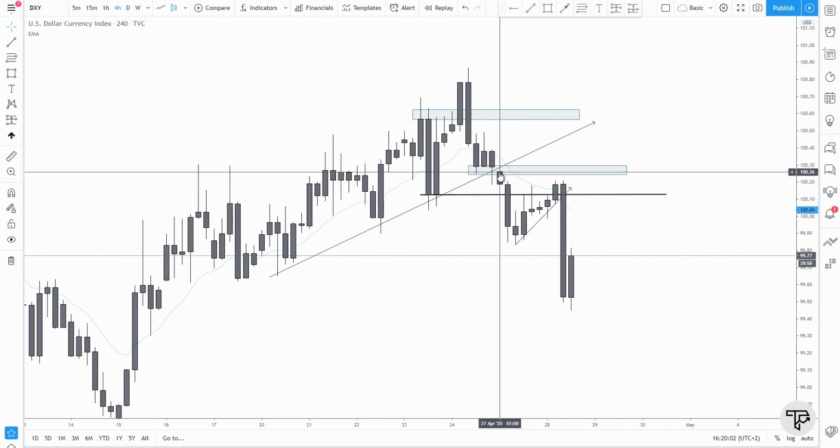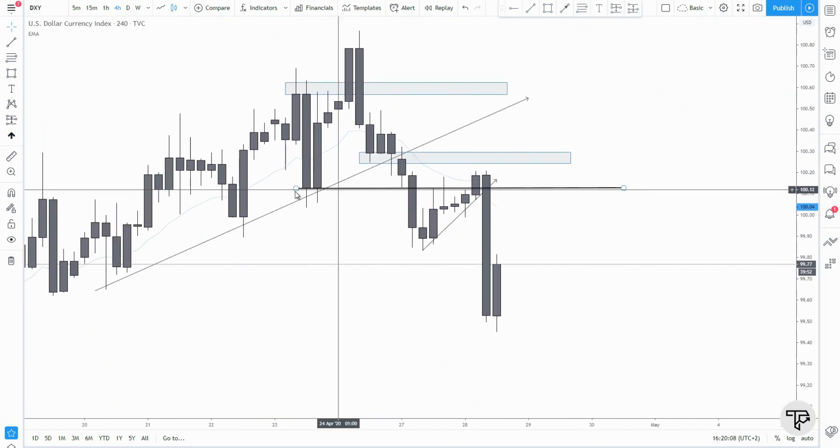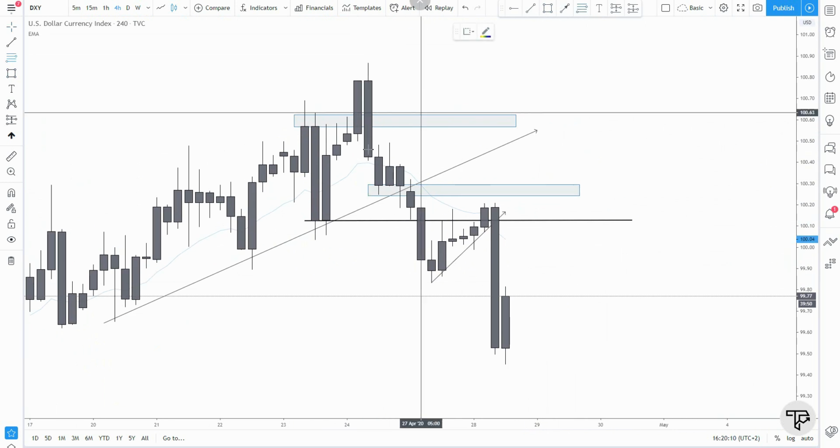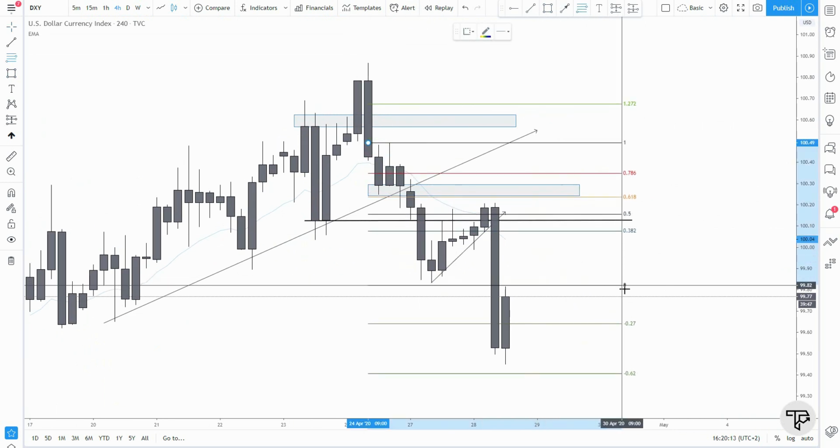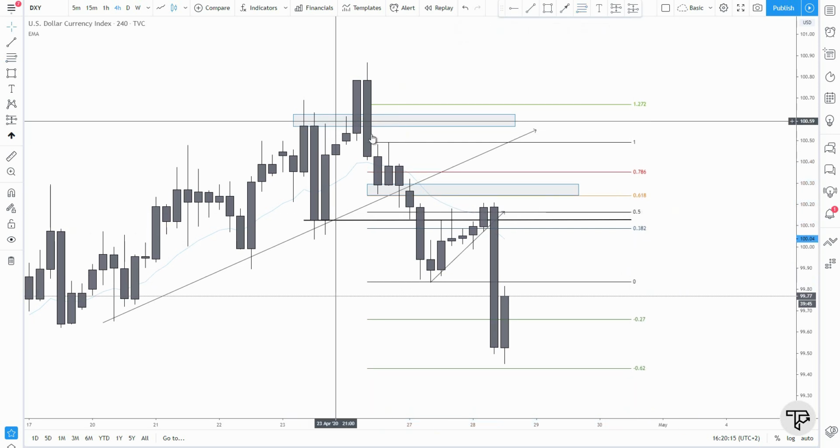What does this tell you? Well, clearly sellers are getting control of the market. What do we expect? We expect a pullback. Where can we expect the pullback? At broken structure or at Fibonacci level. If I draw a little fib, I can take this as my swing.